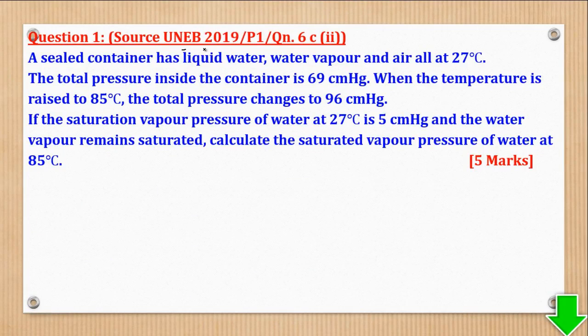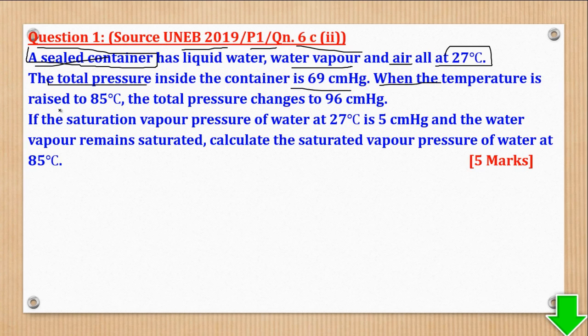Question 1 came from UACE of 2019, paper 1, question 6, Roman 2. It says that a sealed container, note this word sealed, has liquid water, water vapor, and air all at 27 degrees Celsius. The total pressure inside the container is 69 centimeters of mercury. When the temperature is raised to 85 degrees Celsius, the total pressure changes to 96 centimeters of mercury.